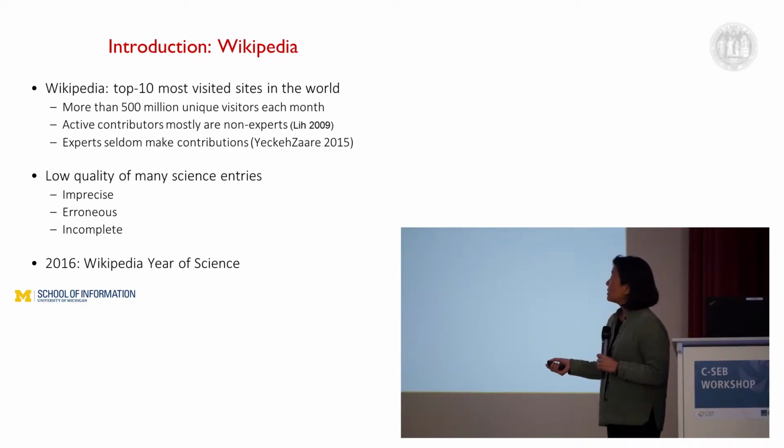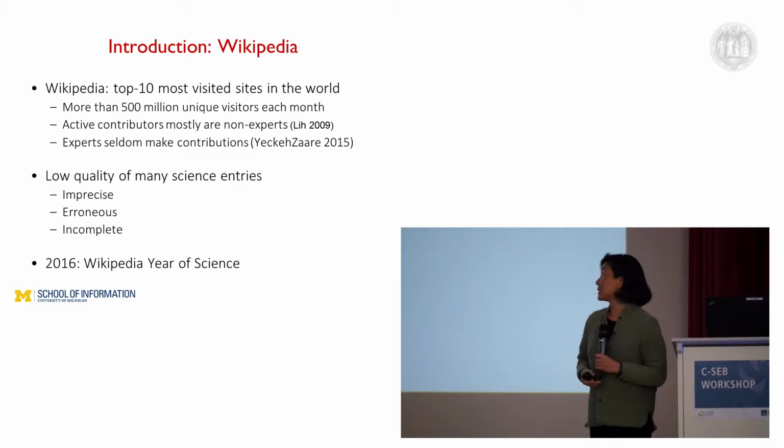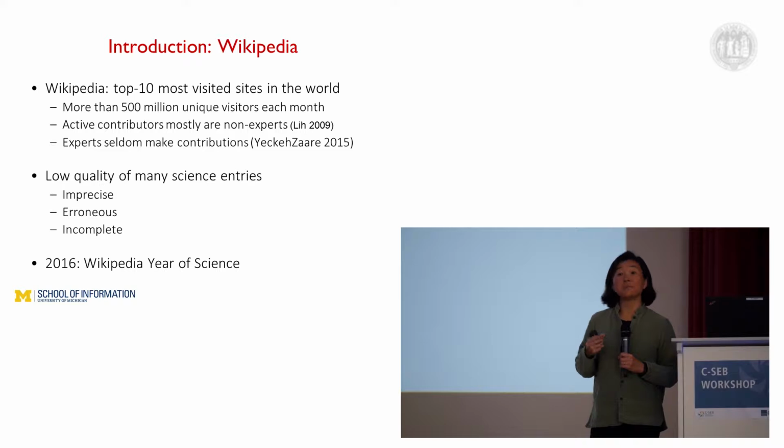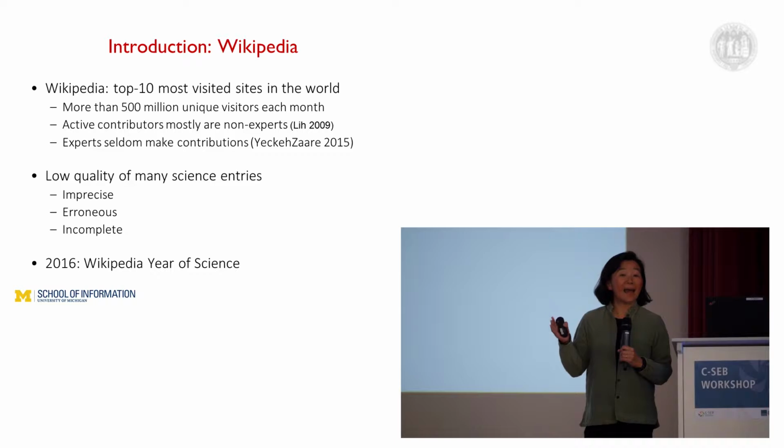So there are two big holes in Wikipedia articles. One is science entries, and this is because very few domain experts are involved in writing them. So they're often imprecise, erroneous, and incomplete. It's so bad that in 2016, the Wikimedia Foundation, which runs Wikipedia, designated the year as the Year of Science, hoping to attract more attention from scientists and domain experts.